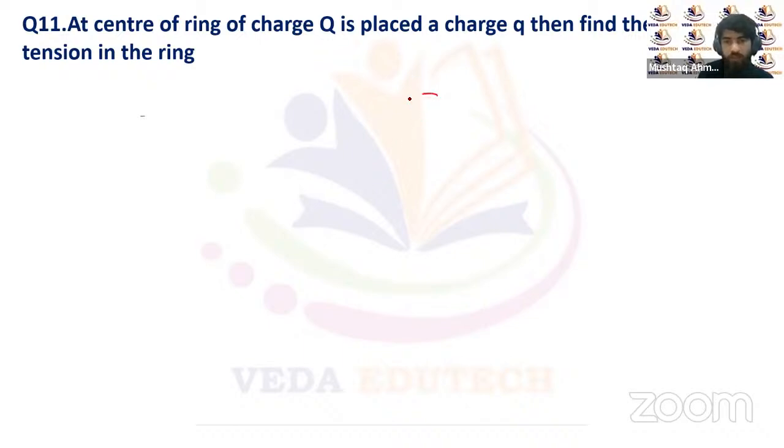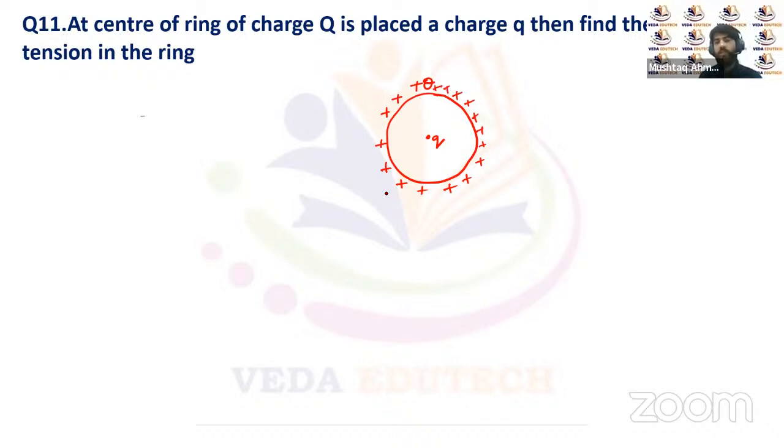You can see here we have this ring, and at the center of this ring there's a charge Q. The charge on this ring is plus Q, uniformly distributed on this ring. We have to find the tension within the ring. We know that the net field at the center of the ring will be zero.